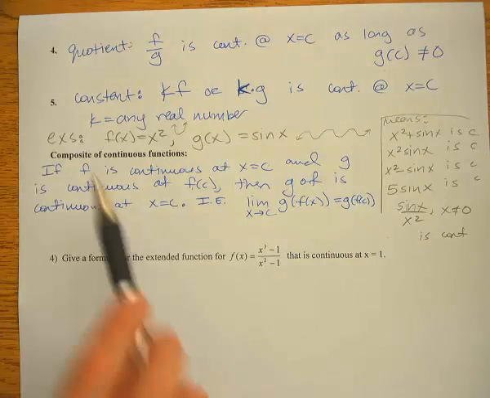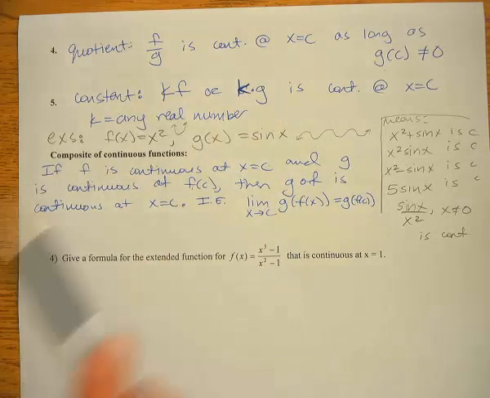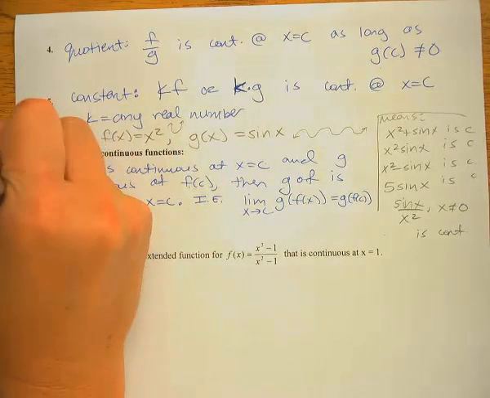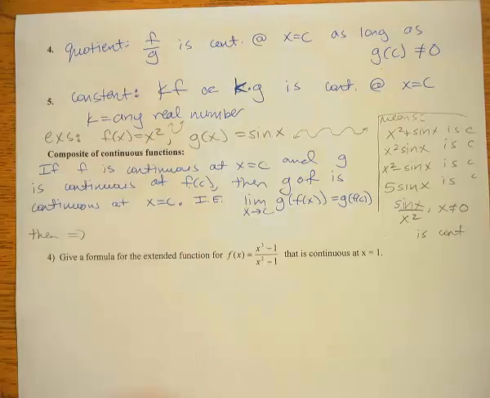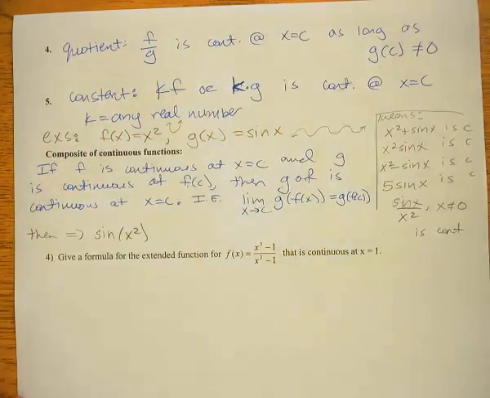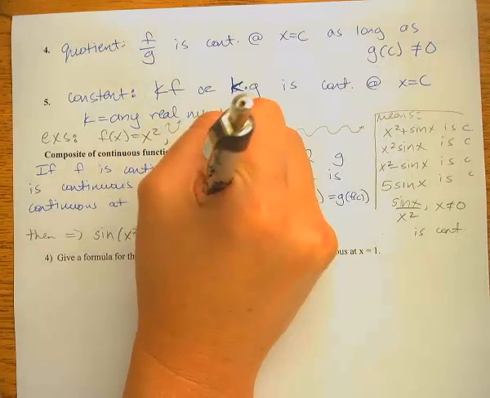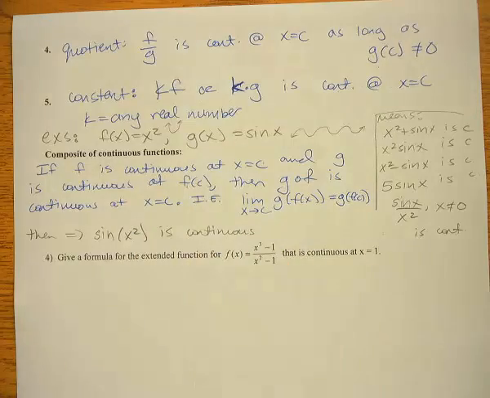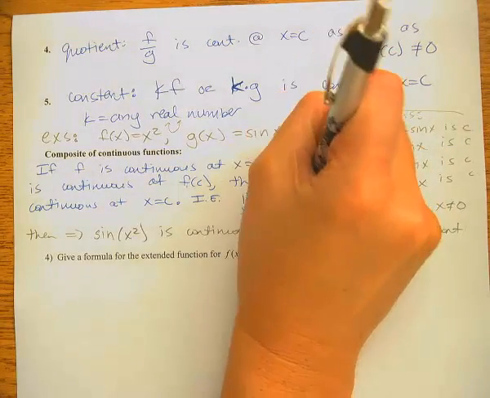Okay, so taking our original functions up here, let's say x squared is f of x, and then g of x is sine x. Well, then that also implies that sine of x squared is continuous. So I can even plug one continuous function into another continuous function and get yet a third continuous function. And since both x squared and sine of x are continuous at all real numbers, then this would be continuous for all real numbers as well.